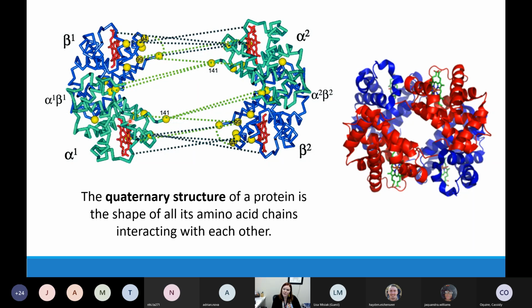Long story short, if I'm going to have quaternary structure, I need a lot of chemical bonds to attach these 2 things together. And that's what I see in hemoglobin. So if you have quaternary structure, it took us more than 1 protein chain to build that. It's always more than 1.